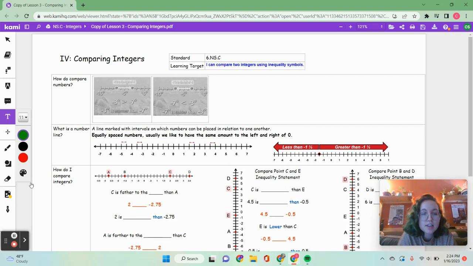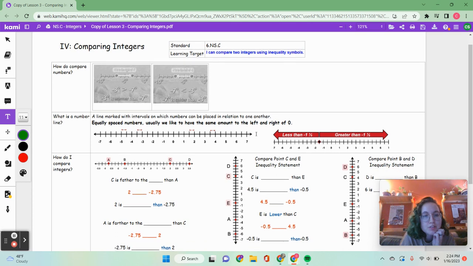So, in the lesson that you were just doing, they were talking about the temperatures. So, warmer and colder, and using these inequality symbols, this greater than and less than symbol. So that's what we use to compare numbers. And we're going to go a little bit more into that.